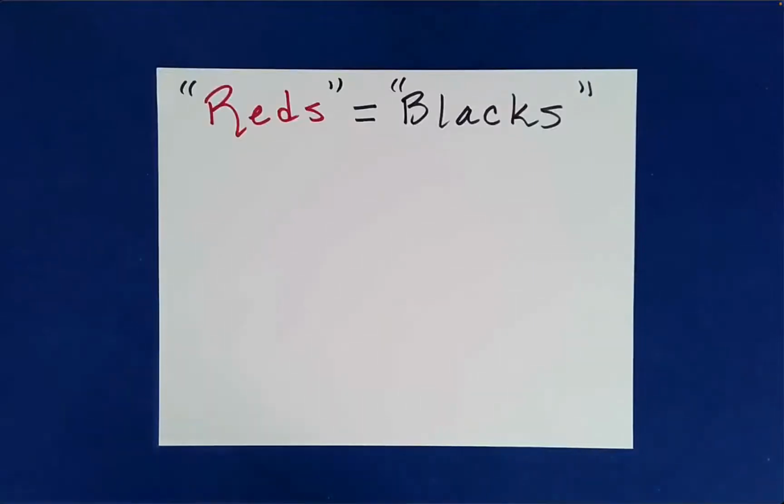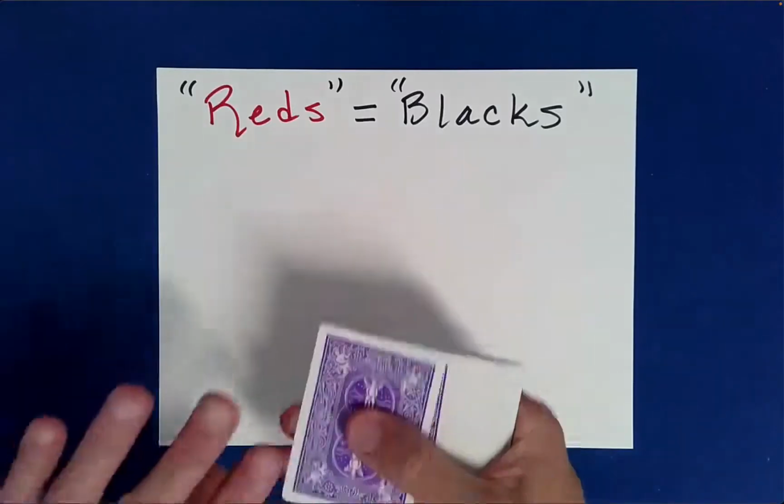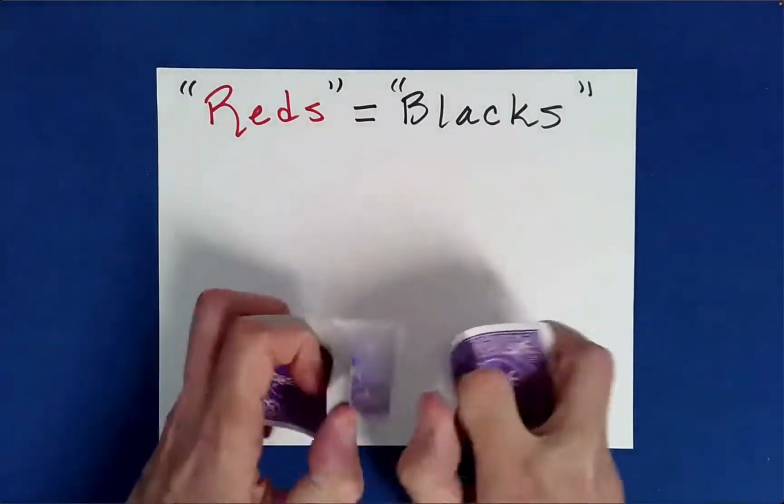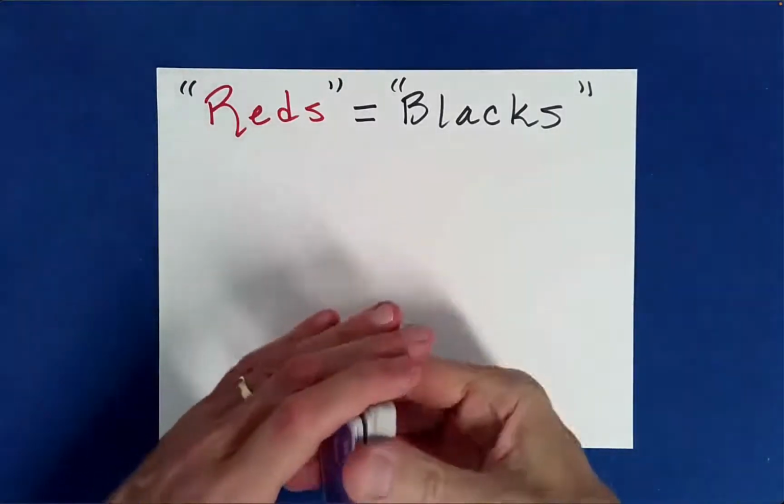Okay, for our second application of the equal opposite parts principle, I call it reds equal black. So what we're going to do here is I've started with a shuffled deck. It truly is shuffled. Doesn't matter what order these cards are in.